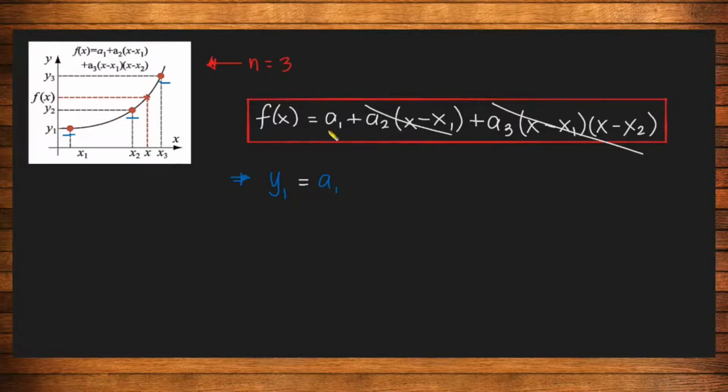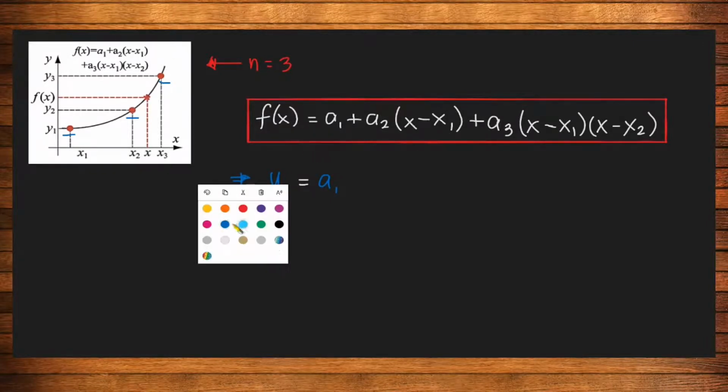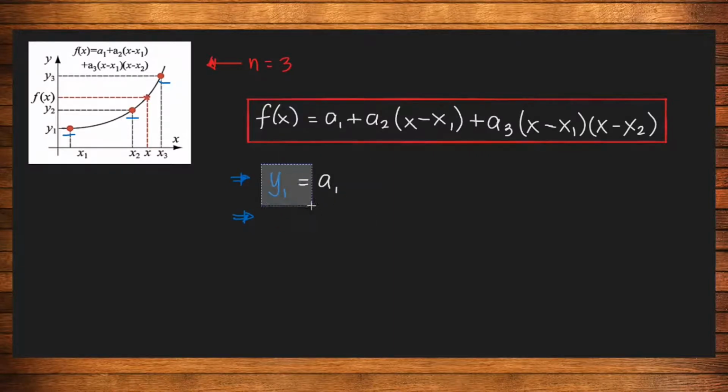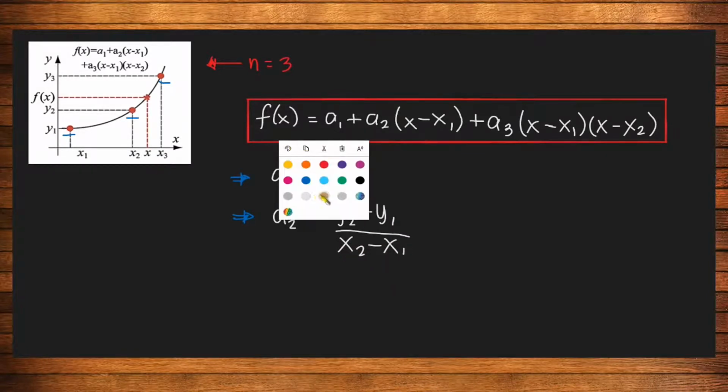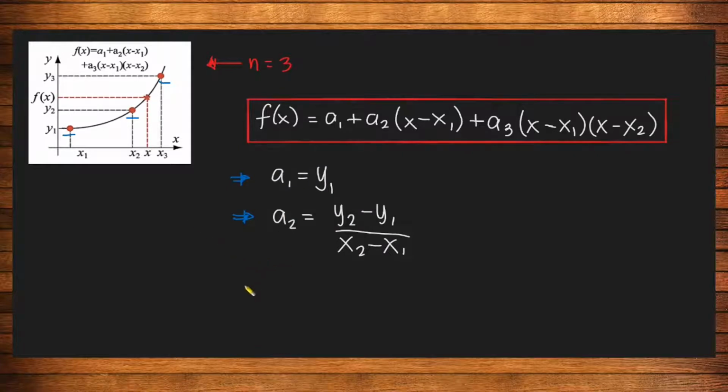Okay, so now we are left with y sub 1 equal to our first coefficient. So same din kanina dun sa nakuha natin for our first order Newton's polynomial. And now, if we substitute our second point, so x sub 2, y sub 2 naman, and then yung value ng a sub 1 natin, which is equal to y sub 1, we can actually obtain the value of our second coefficient a sub 2. So that will be y sub 2 minus y sub 1 over x sub 2 minus x sub 1. Again, kung mapapansin nyo, same lang to dun sa nakuha natin kanina for our first order Newton's polynomial.